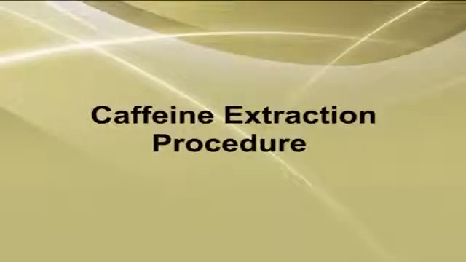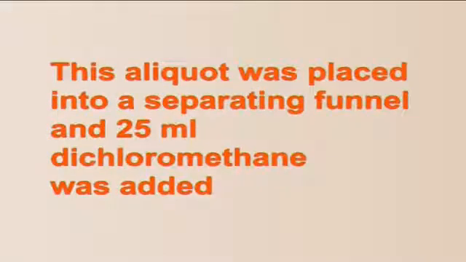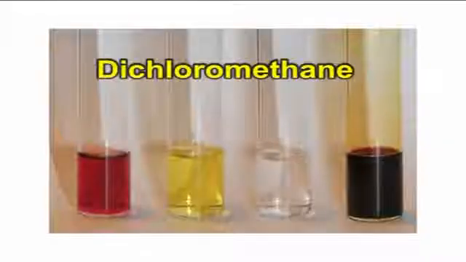Caffeine extraction procedure. A 50 ml aliquot was taken from each working standard or sample solution. This aliquot was placed into a separating funnel and 25 ml dichloromethane was added. The caffeine was extracted by inverting the funnel at least 3 times, venting the funnel after each inversion. The dichloromethane layer was removed to a clean flask and the extraction procedure was repeated twice more and the solvent layers combined.